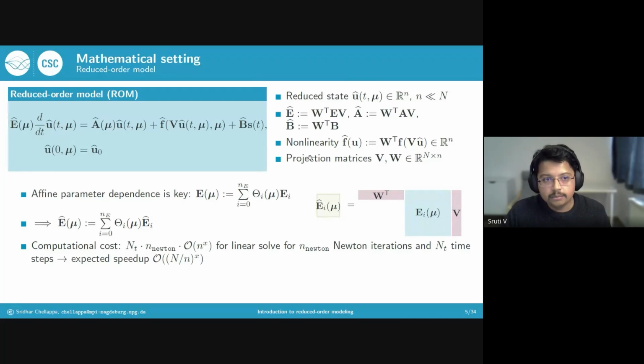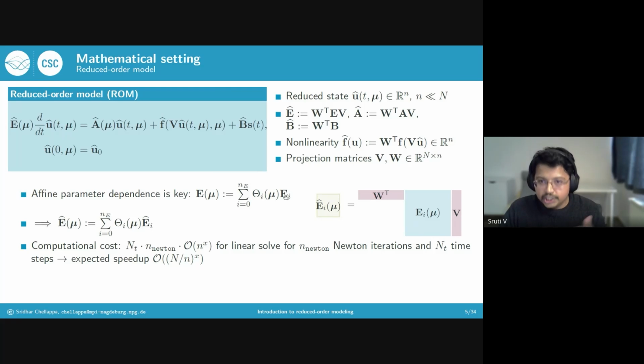So one key assumption that we need in order to write an expression like this is the following. We assume that the matrices, for example E, follow what is called an affine parameter dependence. What this means is very simple. I assume that I can write this E of mu matrix, for example, in a sum of products form. The product has two factors, theta and E. And the key assumption is that all the dependency on the parameter comes in the first part of this expression. And these factors E_i essentially can be written independent of your parameter.